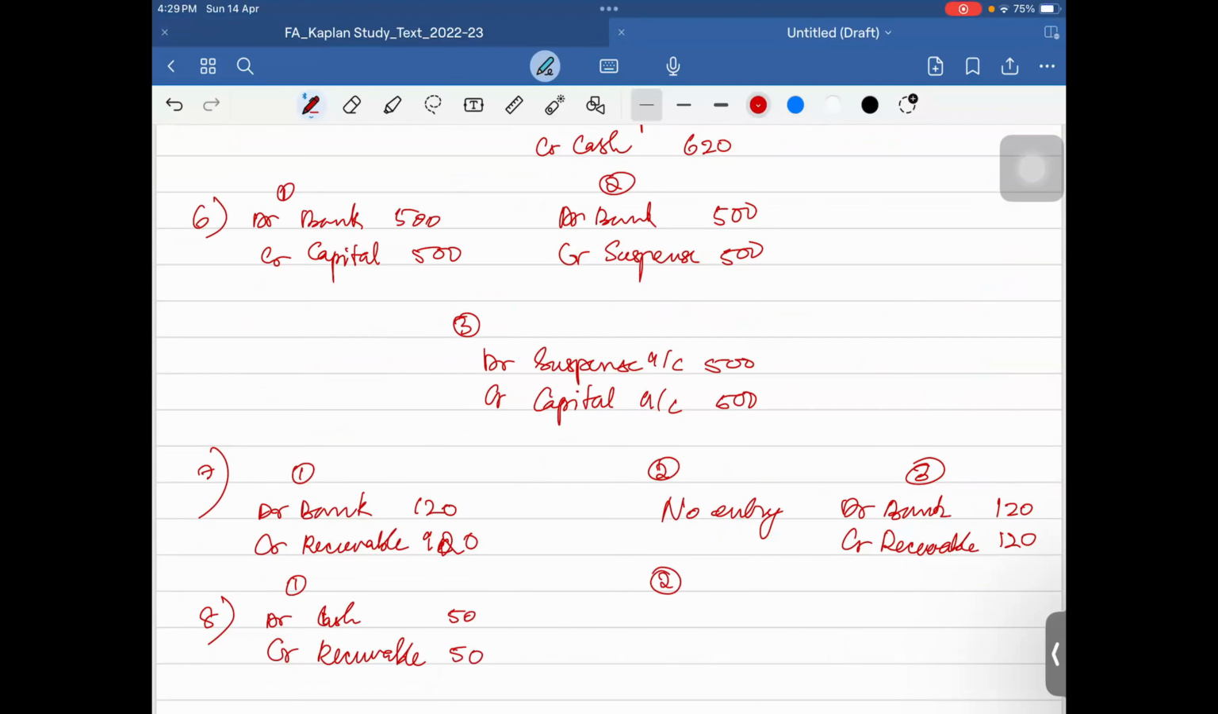What is the wrong entry that is being done? They took it as debit cash, credit receivables as how much? $5. Clear? What is the correct entry? You're going to increase both by 45 so that it reaches 50. Clear? Easy, no? It needs some thinking, but it is easy.